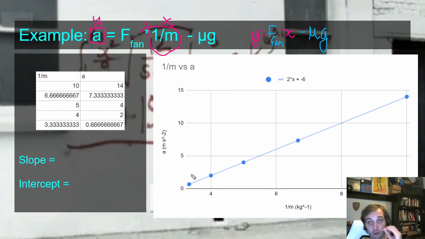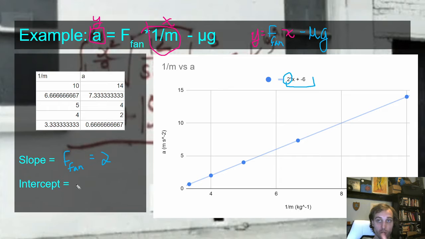If I look at my graph and I find an equation for it, whatever's in front of x will be the slope, but will also be the force from the fan. So the slope in this case will be equal to the force from the fan, because that's the thing in front of x in the equation. And in this case, that's 2. So I just have the force from the fan. Nothing needed.